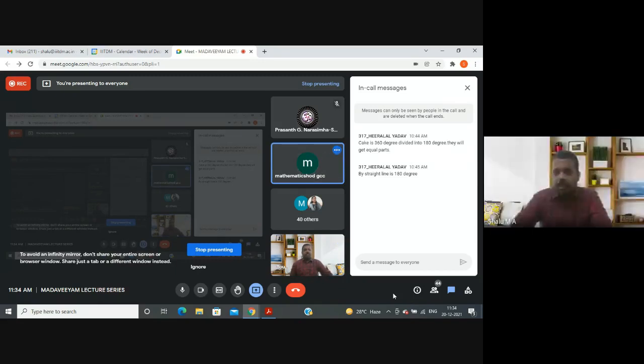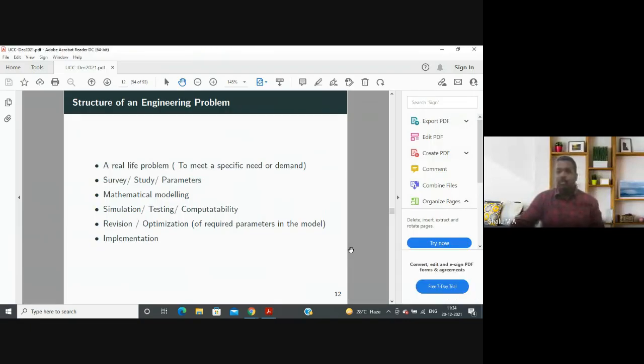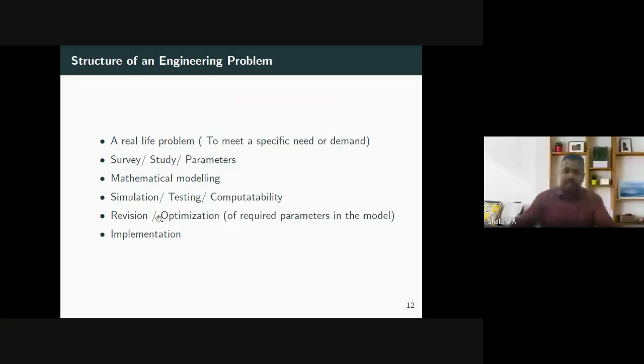Okay, fine. So 10 minutes may not be enough, but anyway, I will give you a short view of this. I talked about this process, the structure of an engineering problem.